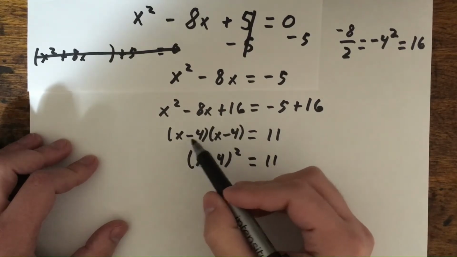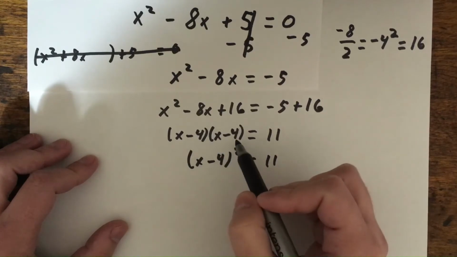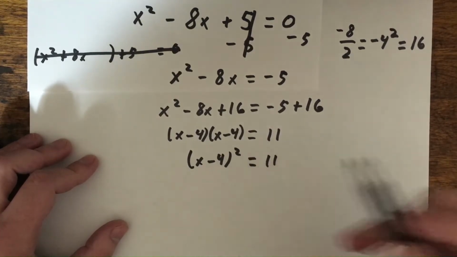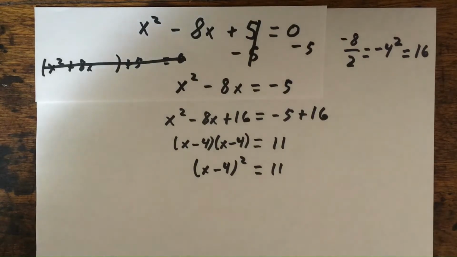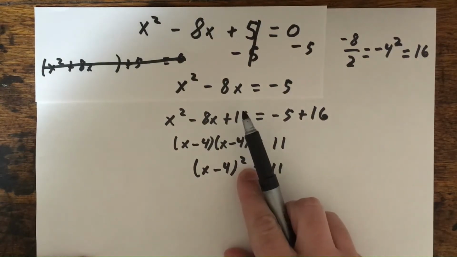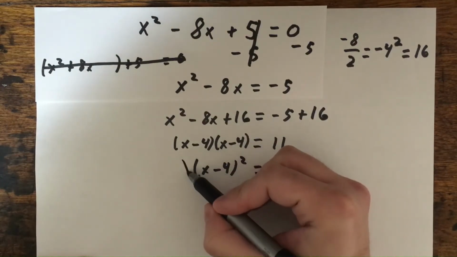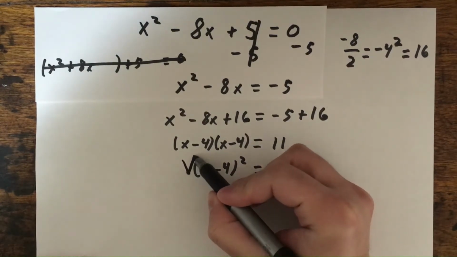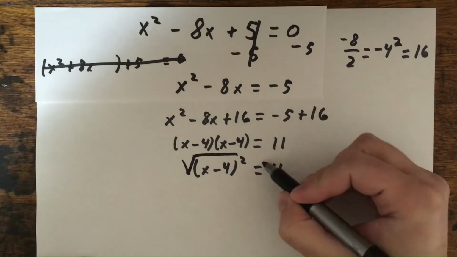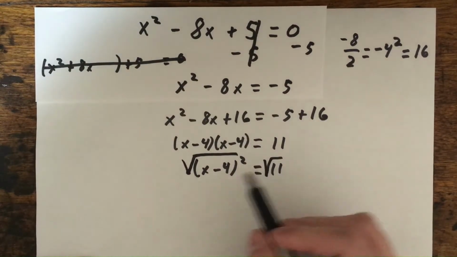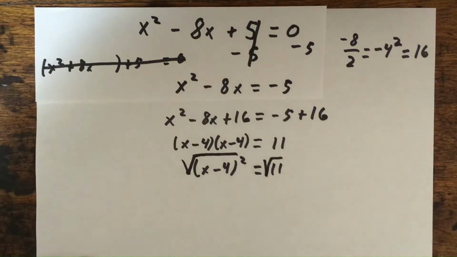Any number multiplied by itself is just that number squared. So now let's do this. Since we have this squared right here, let's take the square root of both sides of the equation. Once again, we can do this because in algebra, as long as you do it to both sides of the equation, it won't affect the answer.